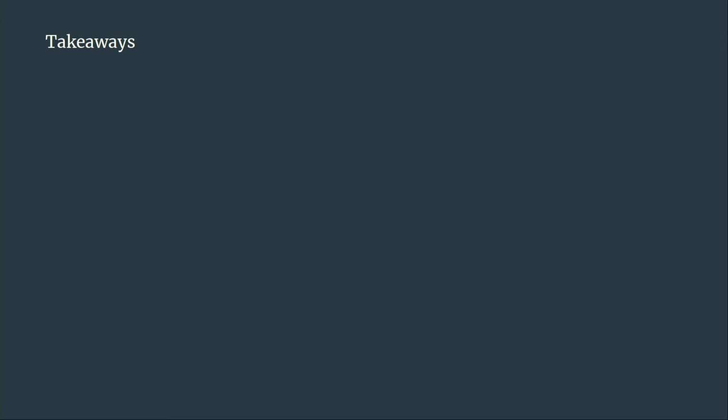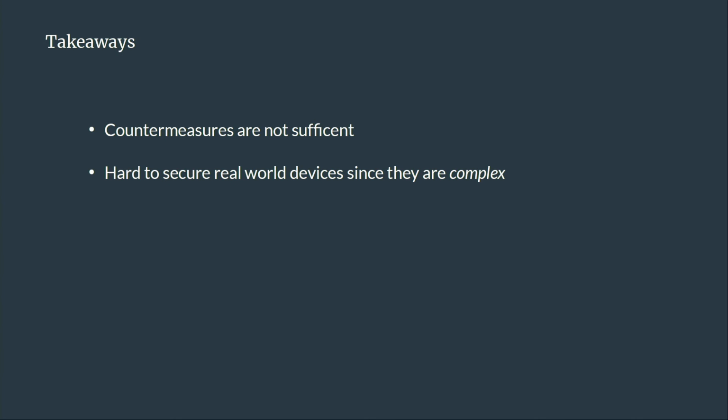So now I'm at the end of my talk, and let me give you some takeaways. First of all, it seems that the countermeasures are not sufficient, and it's hard to secure real-world devices since they are so complex. You have different components in such a drone from different architectures, and it's hard to secure all these components because they are communicating with each other. So it requires holistic approaches to analyze such a complex system. We need to analyze the firmware, also the hardware, and the wireless physical layer.